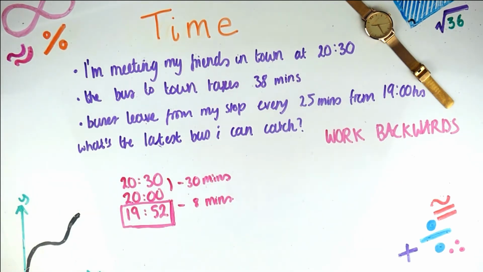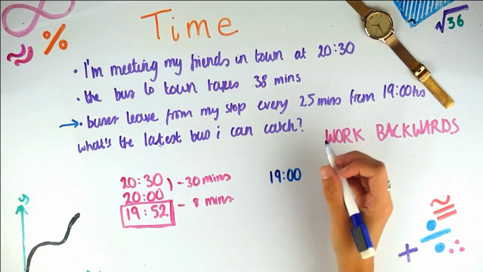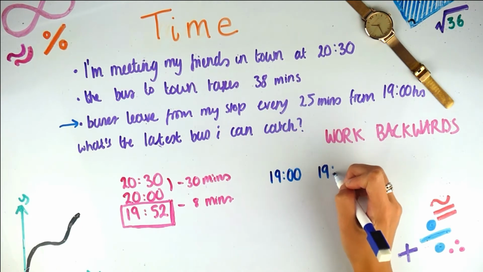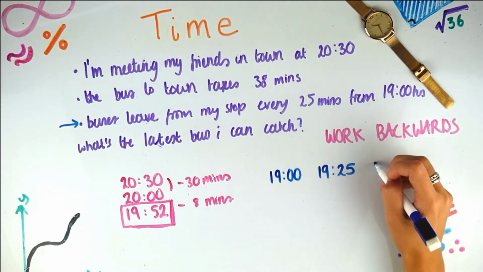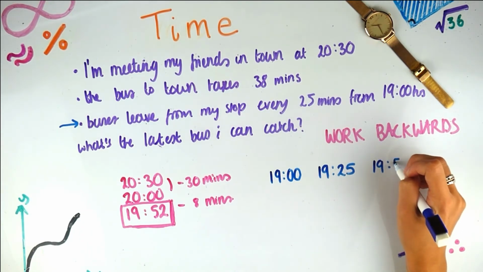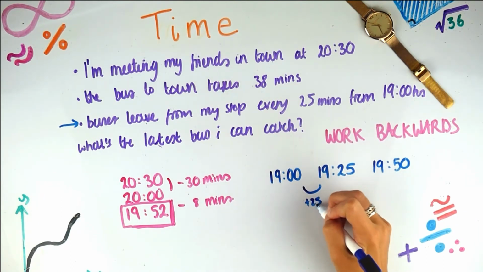But now we actually have to look at the buses because these don't just run on my schedule, unfortunately. So now let's look at this point. The buses leave from my stop every 25 minutes from 7. So the first bus, we're going to have one at 7. The next bus is going to be 25 minutes from then, so it's going to be 7:25. Then another 25 minutes, and the next bus after that, if they run on time, so here we're adding 25 minutes.